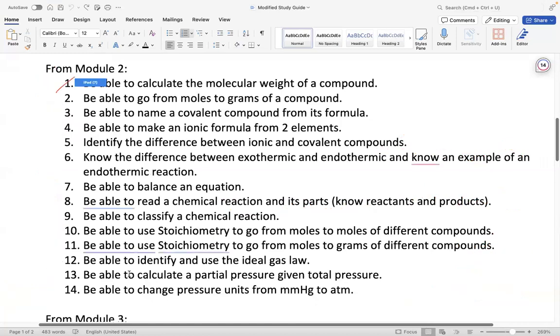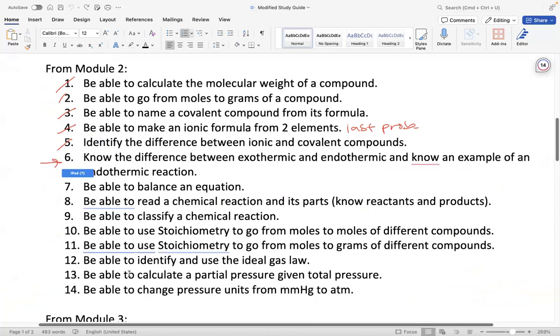Calculate the molar mass. We did a practice like that. Go from moles to grams. We did a practice. Name. We did a practice of that. We did a practice of this one. This was our last problem. Know the difference between ionic and covalent. We talked about that.